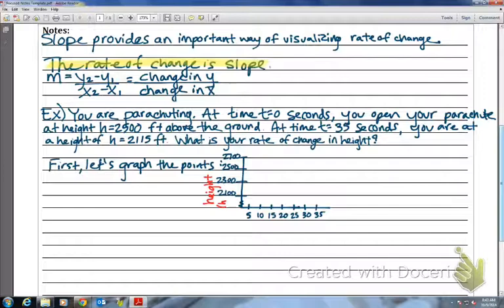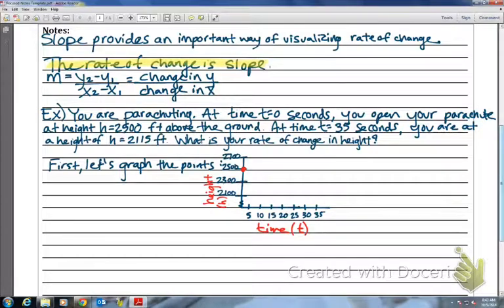So our vertical axis is going to be the height. Right now I put h. You'll see later I'm going to actually erase that and put feet because the height is in feet. Our horizontal axis is the time, so it's in t. I will probably erase that in just a minute as well because we're going to put seconds there.